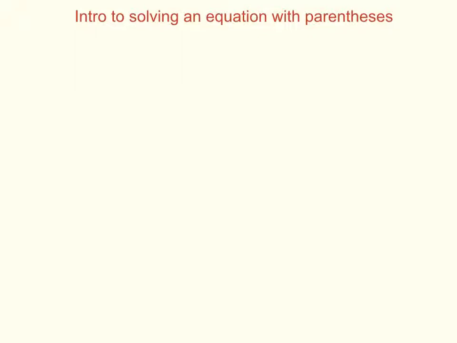So what we're going to do is start with an equation that has parentheses, get it down to a two-step equation, and then solve that two-step equation at that point. So let's just dive right in. Let's say that we have 2 times (2x plus 9) equals 50.